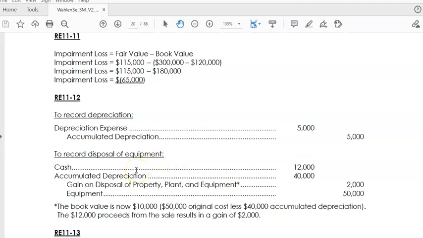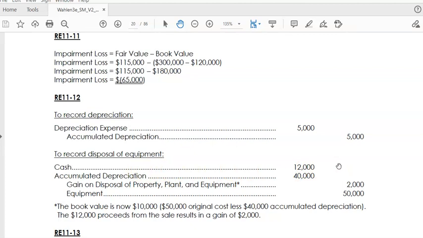The second then is to record the disposal. And always think of it this way: you have to compare book value of what you receive against book value of what you're giving up. Book value of what I receive compared to book value of what I give up. In this example, I'm receiving cash. I'm going to receive a check for $12,000. And I have to write off the old asset, it goes away, right?